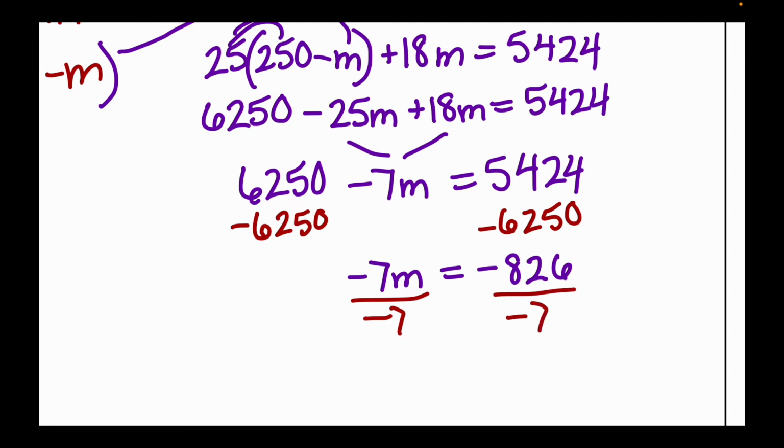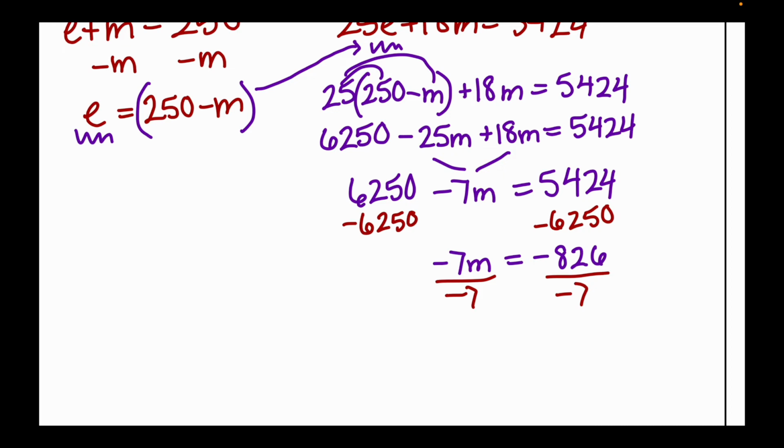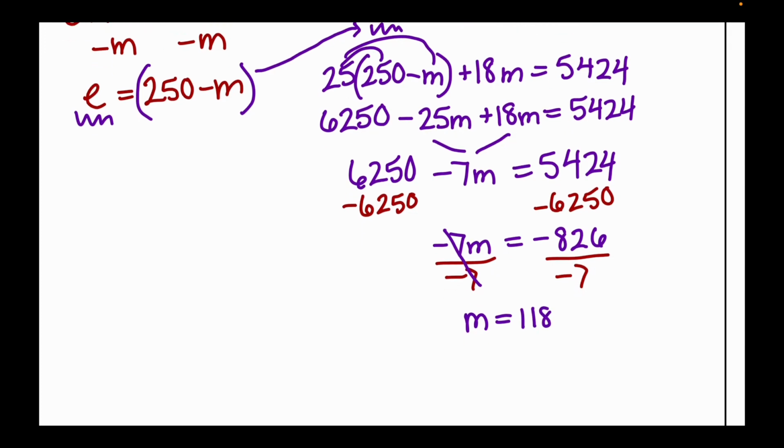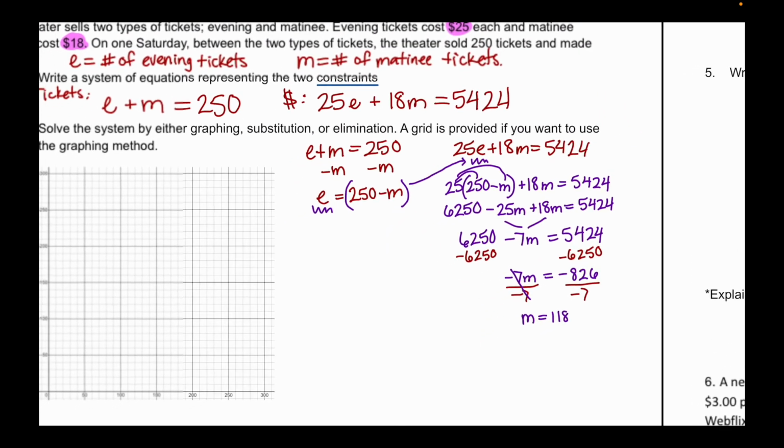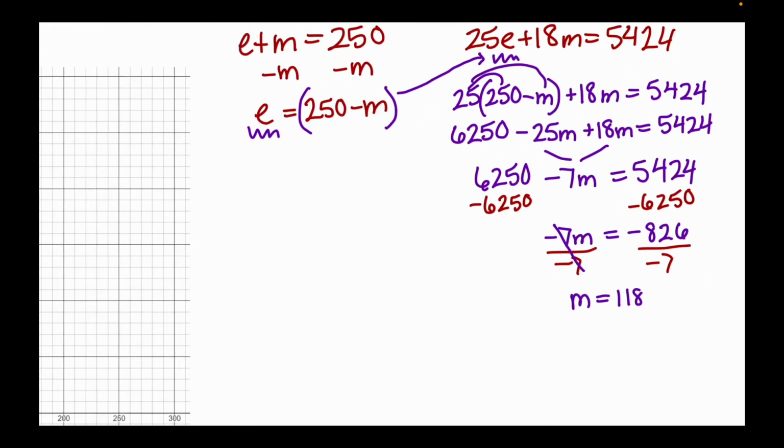Well, not one last step, but this is going to help us solve for M. One step in this equation, then we have another step to actually solve for our other variable. So if we take negative 826 and divide it by negative 7, we are going to get that M is equal to 118. So I defined M as the number of matinee tickets, which means they sold 118 matinee tickets.